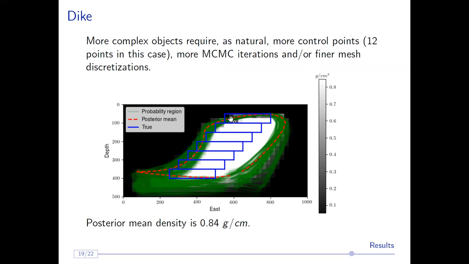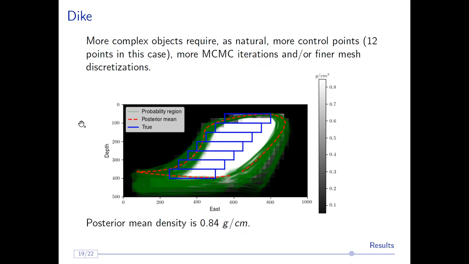We see that the estimation provides a good estimation of the shape of the true object, and also has more uncertainty in the bottom of the estimation, which is also natural in this kind of application. The posterior mean is more accurate to the true one, and we see also that in the top of the object we have a very good reconstruction. This is the kind of result that we are getting with this procedure.